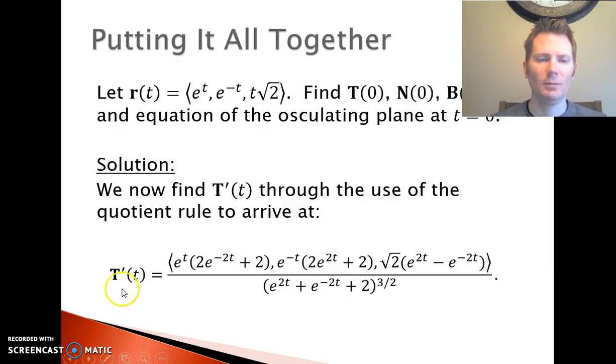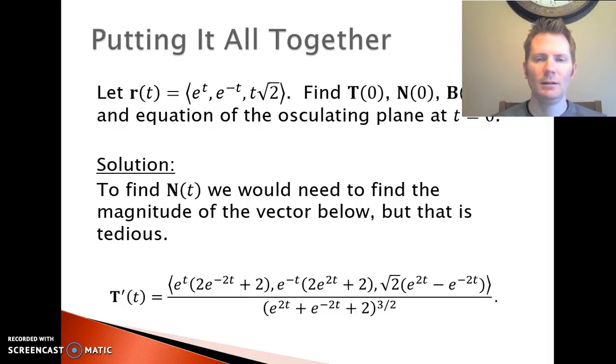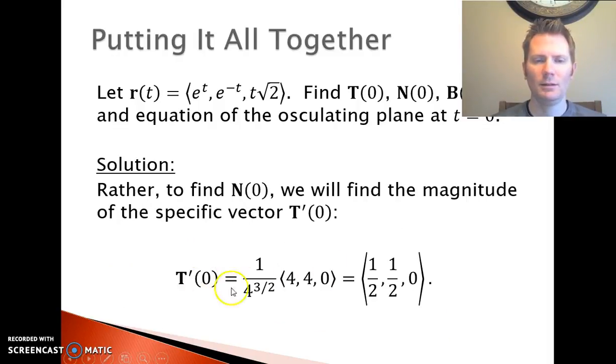So to find N of 0, we can plug 0 in here for t. If you do that, we will get that T prime of 0 is 1 over 4 to the 3/2, that's what the denominator becomes, times the vector 4, 4, 0, which if you distribute and simplify that, that's 1/2, 1/2, 0. So a very nice, easy to work with vector at that point, 1/2, 1/2, 0.